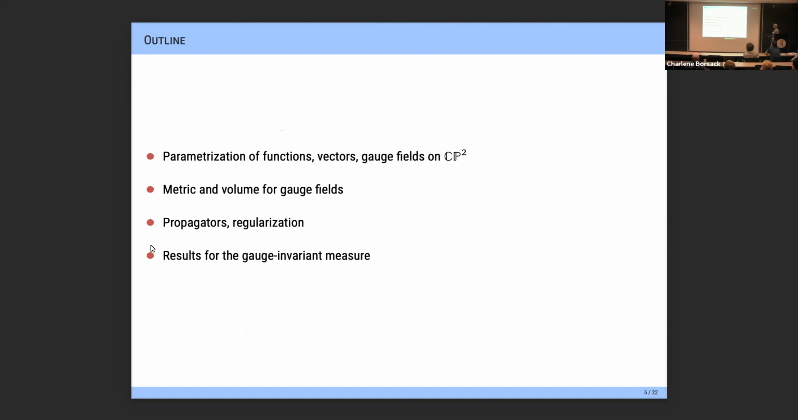Now, I had to show you a few fairly technical slides. Therefore, I just want to tell you initially what I plan to do. I will talk about parameterization of functions, vectors, and gauge fields on CP2. I will write down the metric and the volume element. I'll talk a little bit about propagators and then tell you the result that I alluded to in the beginning.